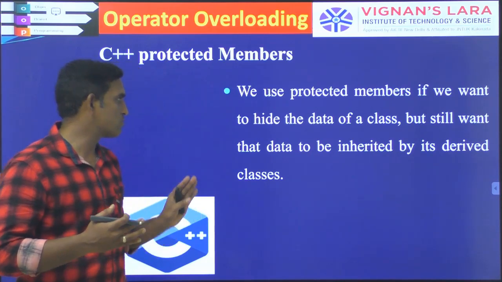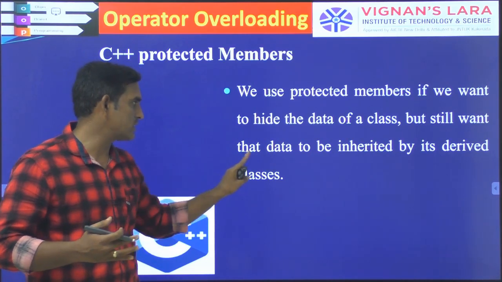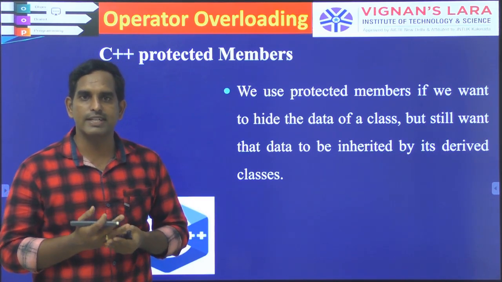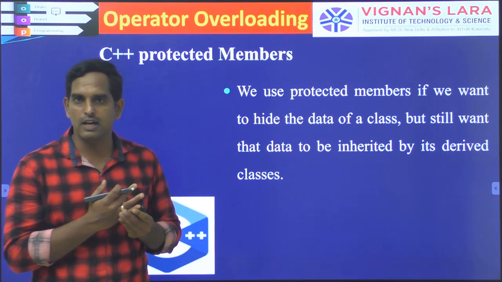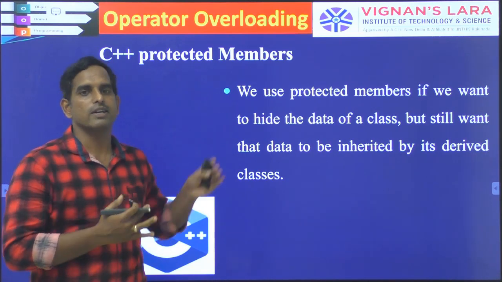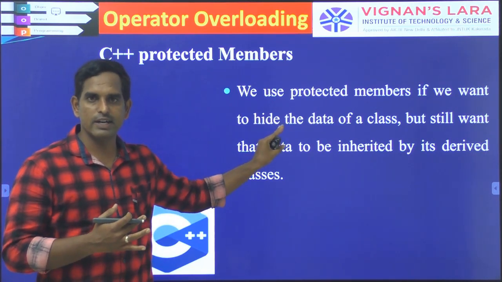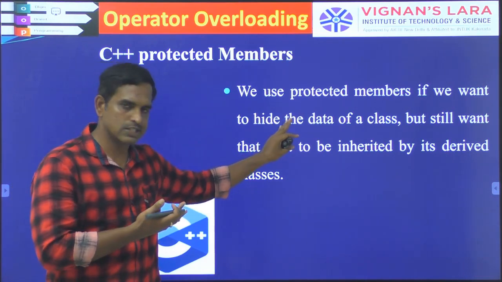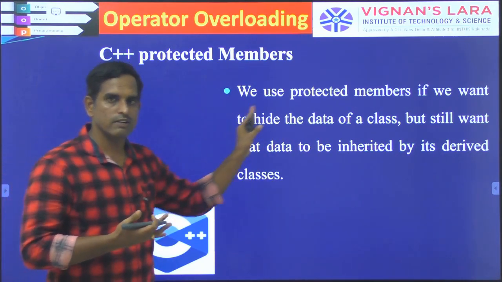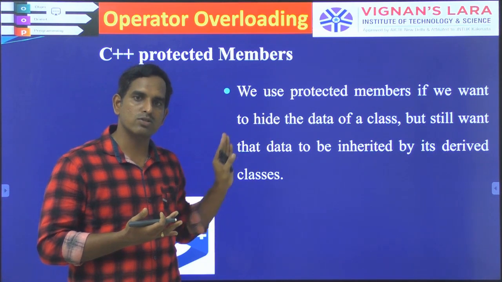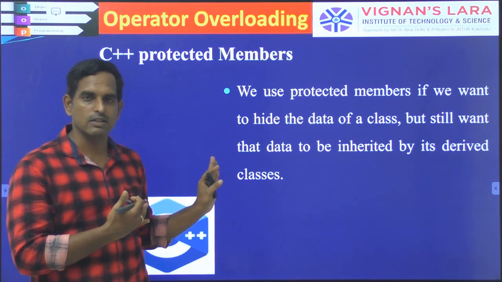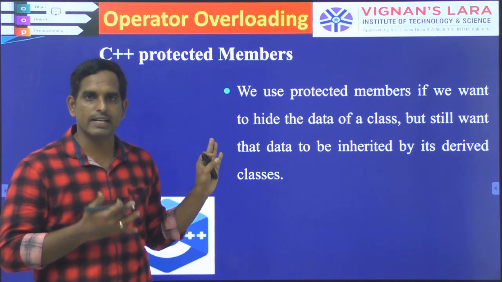We use protected members if we want to hide the data of a class but still want the data to be inherited by the derived classes. If you want to provide protection to your data, you can use either the private access specifier or the protected access specifier. If you use the protected access specifier, you are providing security to the data. They cannot be used outside the class. Apart from that, whatever is present as protected members can also be used by the derived classes, subclasses or child classes. So this is why we have the protected access specifier.